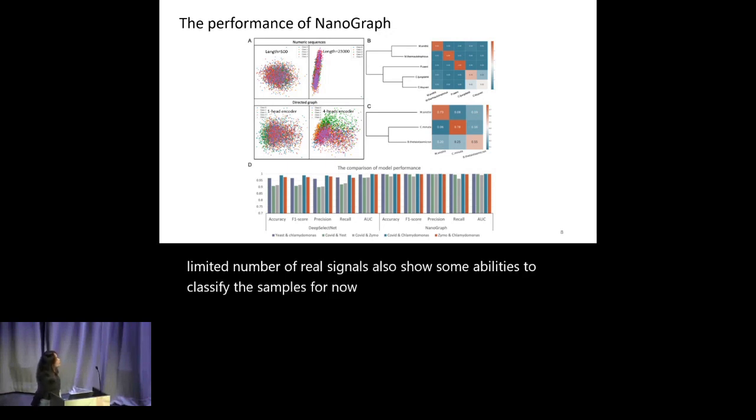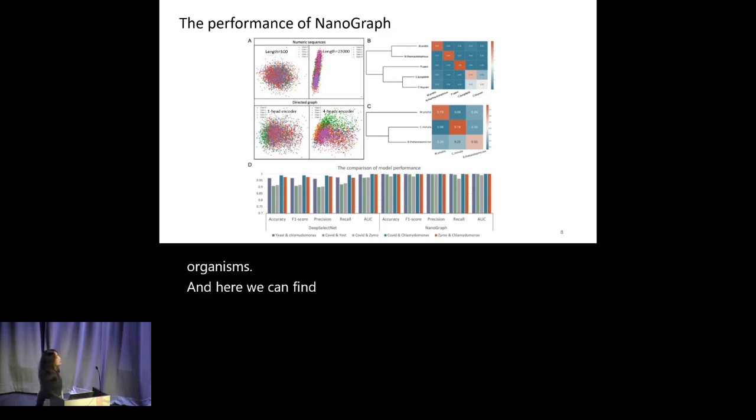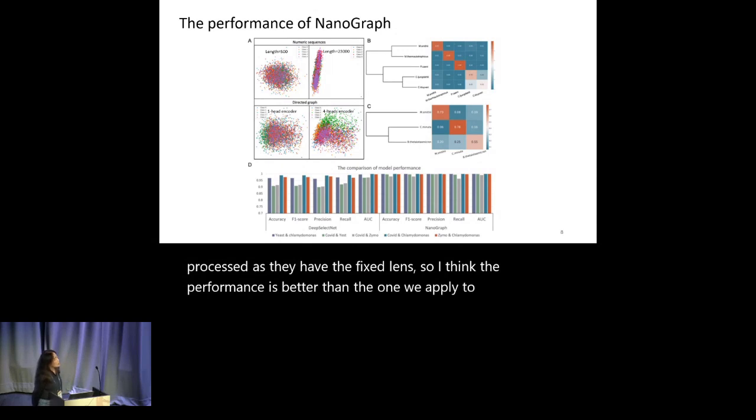Additionally, to have a more complete comparison of our methods, we also benchmark it against the previous study across different combinations of organisms. Here we can find that compared to the previous study, our model outperforms across all the combinations. And the dataset is better processed as they have a fixed length, so I think the performance is better than the one we applied to the generated squiggles.